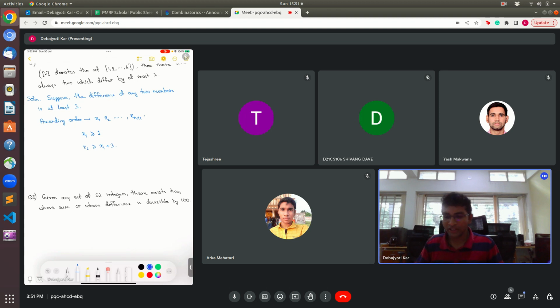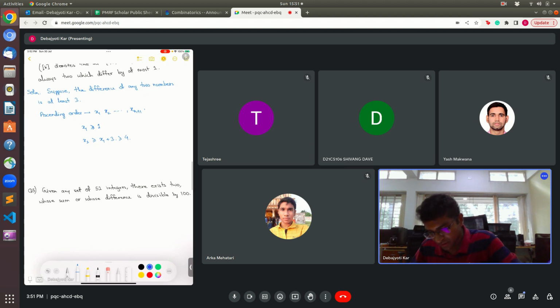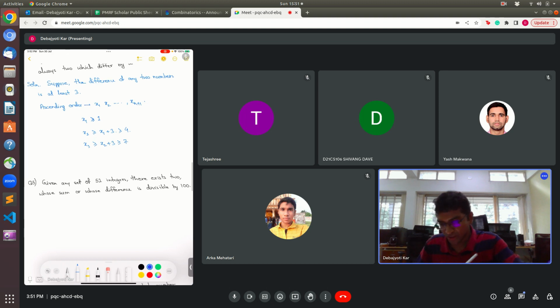By our assumption, the difference of any two numbers is at least 3, so x2 has to be at least x1 plus 3. So this is at least 4, because x1 is at least 1. Similarly, x3 has to be at least x2 plus 3, which is at least 7. 4 plus 3 is 7. And we can continue like this.